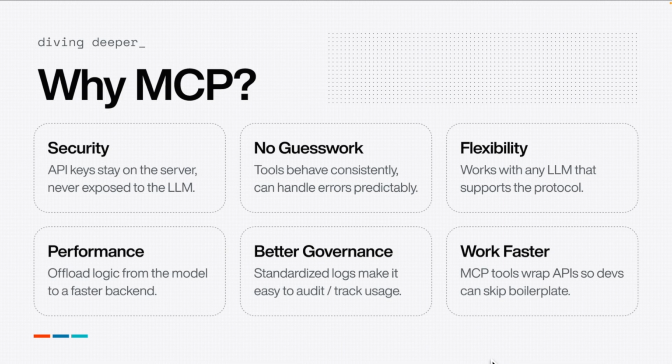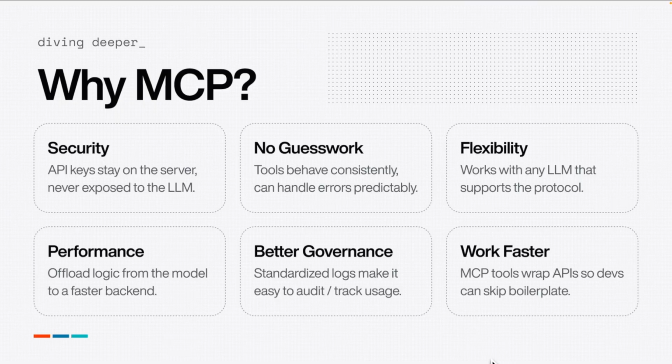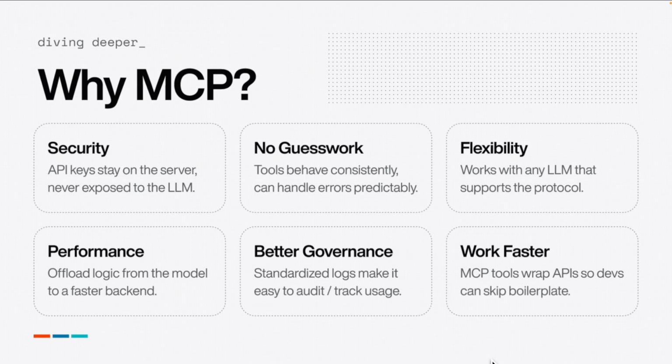Flexibility: you can take your MCP server and connect it to any LLM or agent that supports the protocol. So it's model agnostic. And performance is a big thing. Any code that you run inside of an MCP tool is run on that server versus being run by the LLM itself. So it's a less expensive way to run code with an LLM. And governance: you can have logging or auditing of access inside the MCP server if it has that. And it's just another way to work faster.